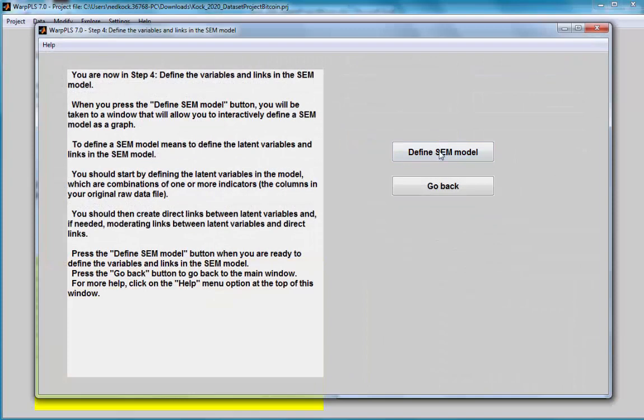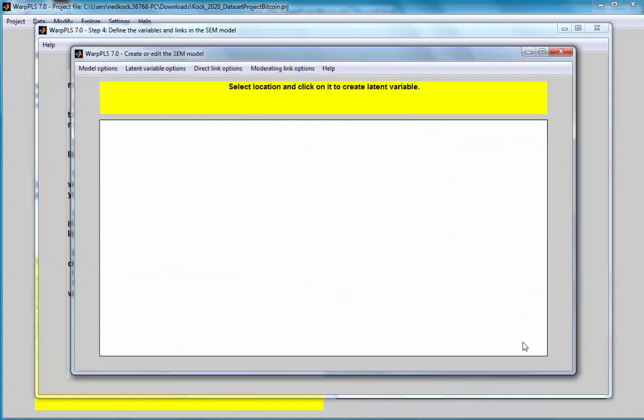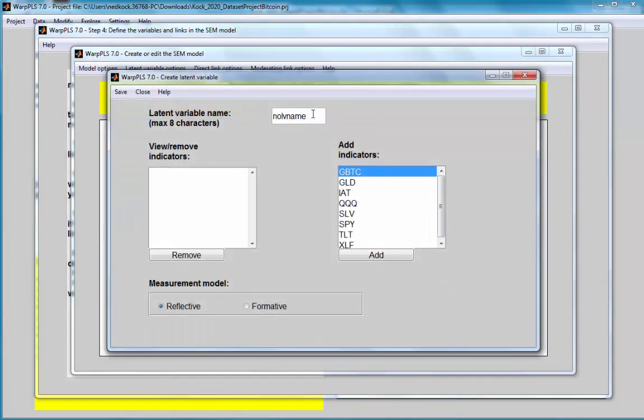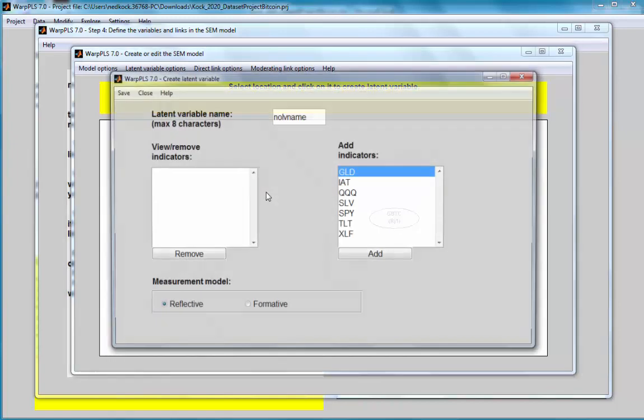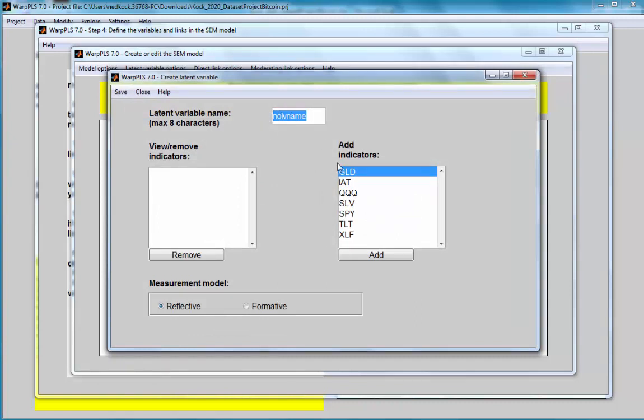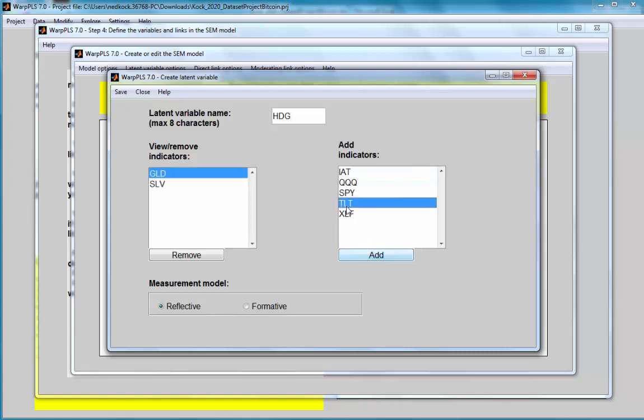So I'm going to create my model, and my main dependent variable will be GBTC, or the price of Bitcoin. And I'll create another latent variable, which will be a hedge, which will combine financial instruments that are typically used as hedges against drops in the market. So I will use gold, silver, and treasuries.